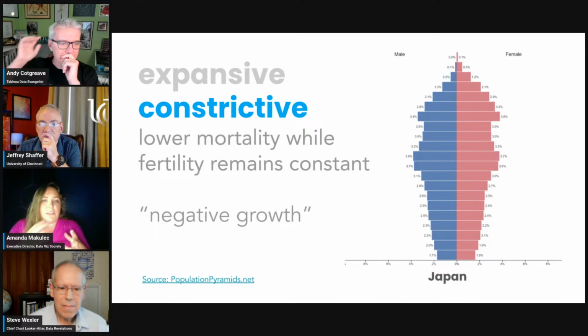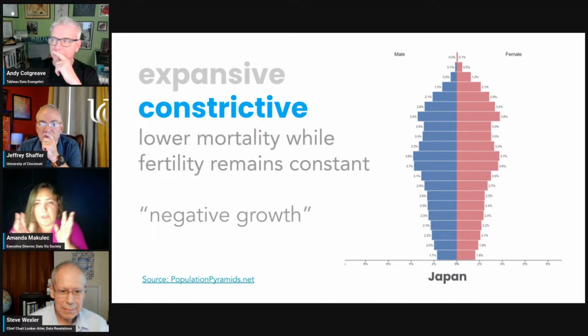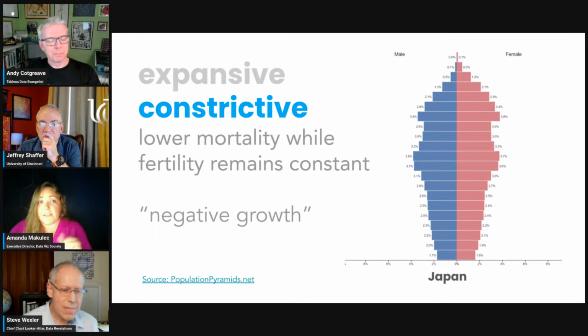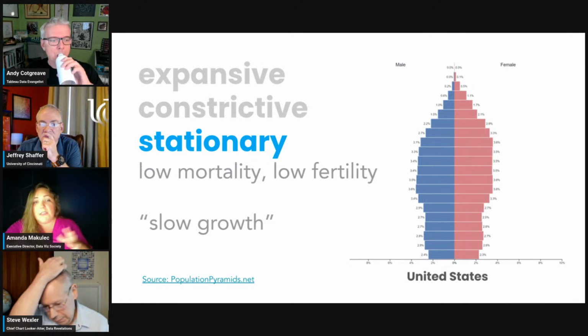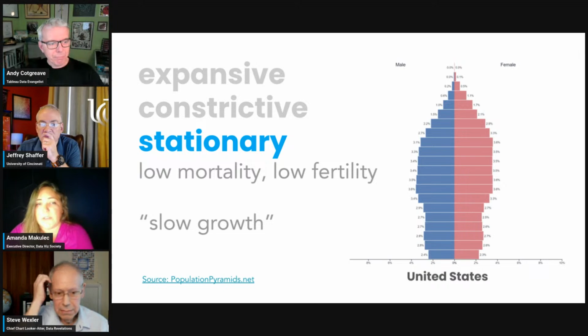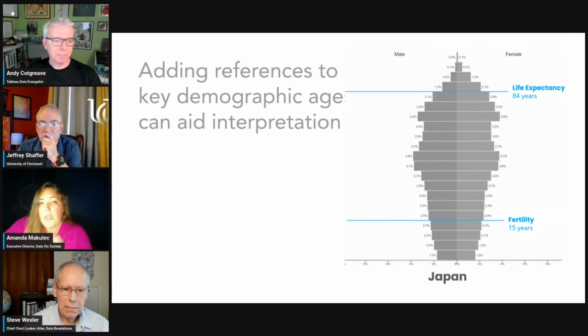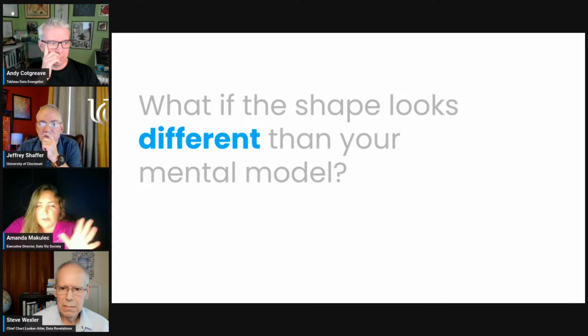If you see a constrictive pyramid, you see at the bottom there aren't a lot of young people. And you start to worry about what that means in terms of workforce and other things like that as you move forward. Or you see these stationary pyramids that have low mortality and low fertility and slow growth. But we can add references, things like that. But sometimes the shape looks different.